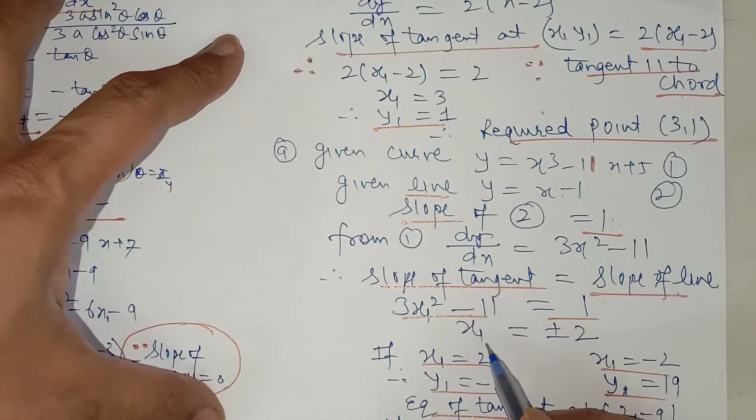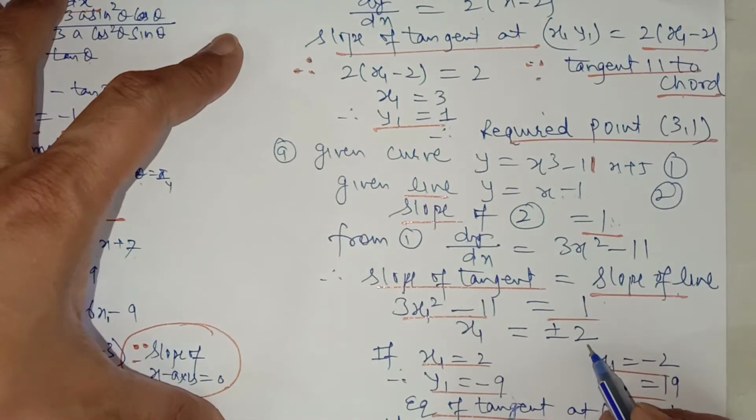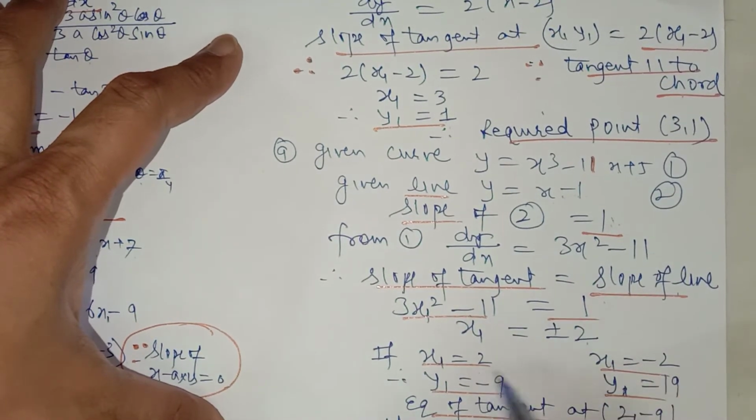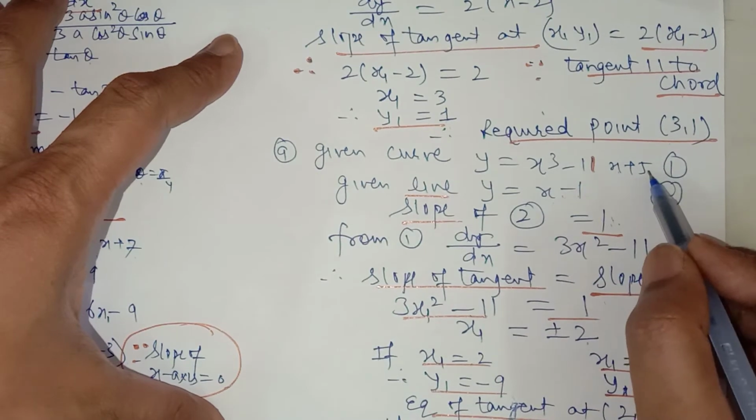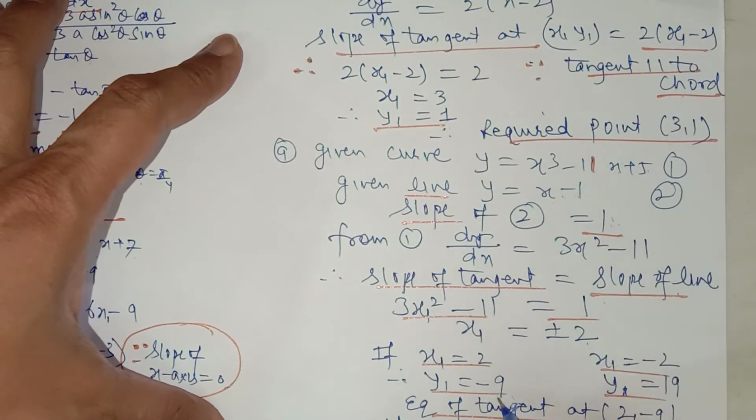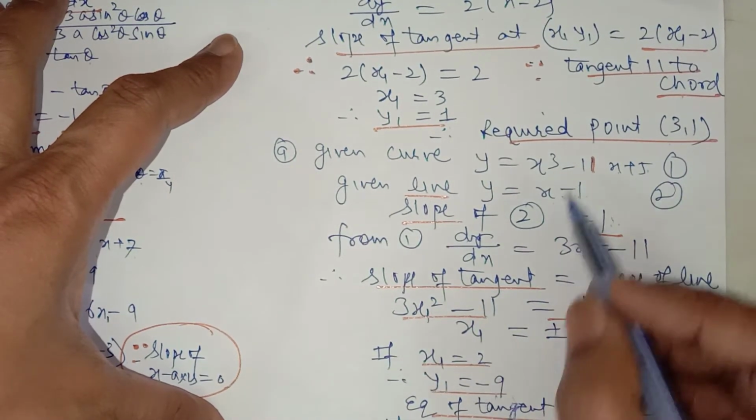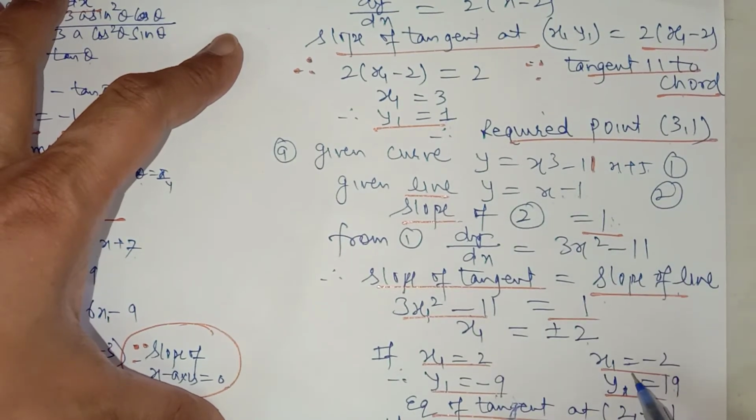By doing so, you get the x coordinate, which is equal to 2 and minus 2. When you replace this x coordinate in the original curve, you will get the y coordinate as minus 9 and 19. Put x equal to 2 here, you will get y1. Put x equal to minus 2 here, you will get y1. And the points are (2, minus 9) and (minus 2, 19).